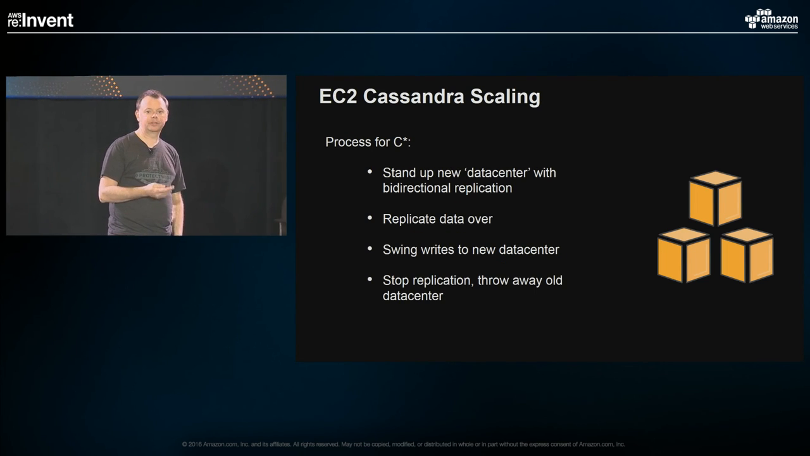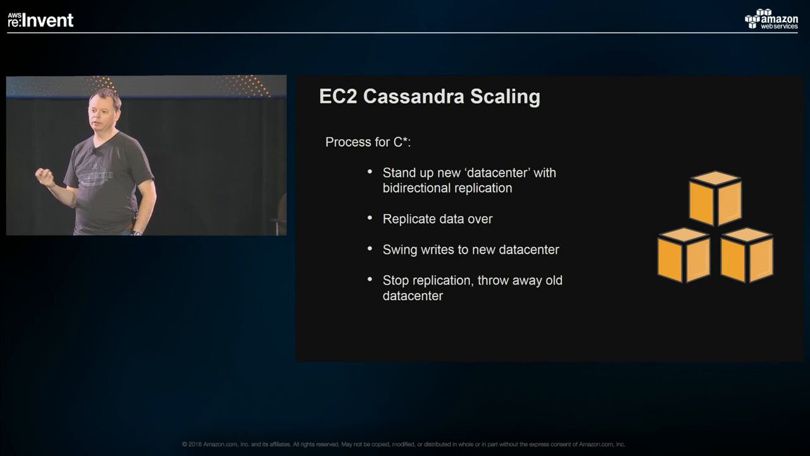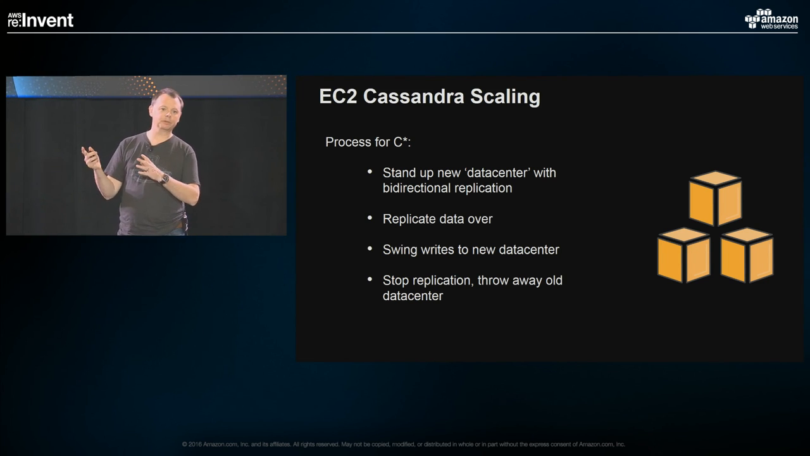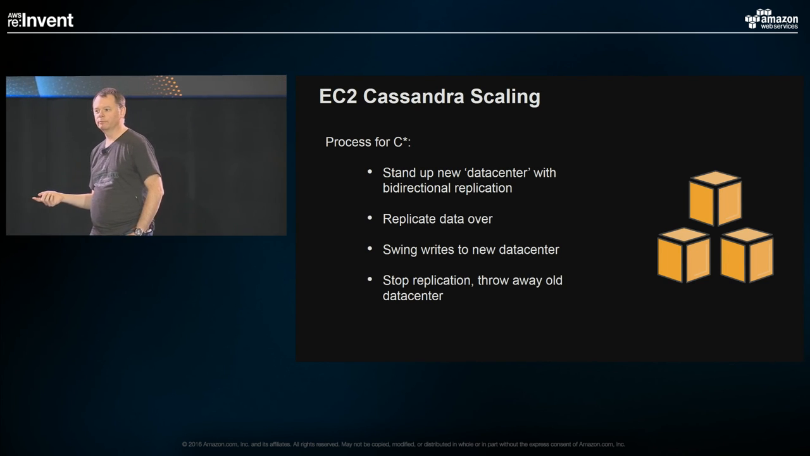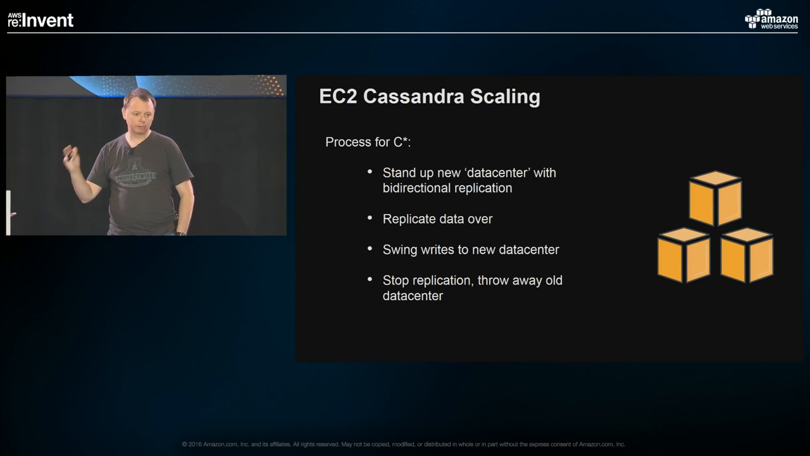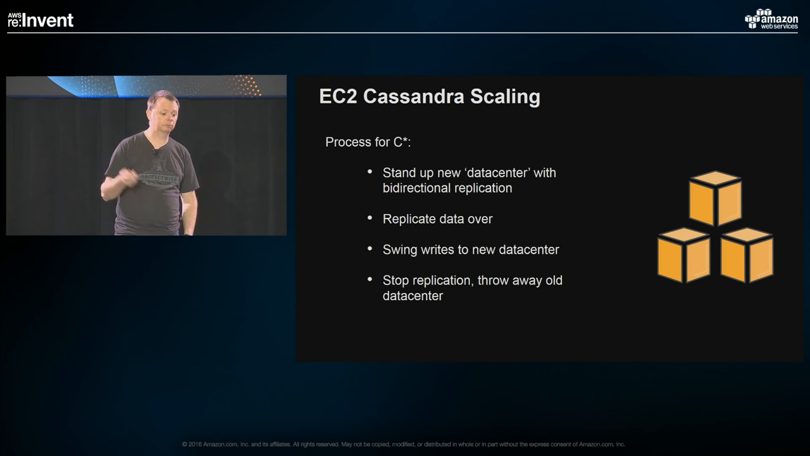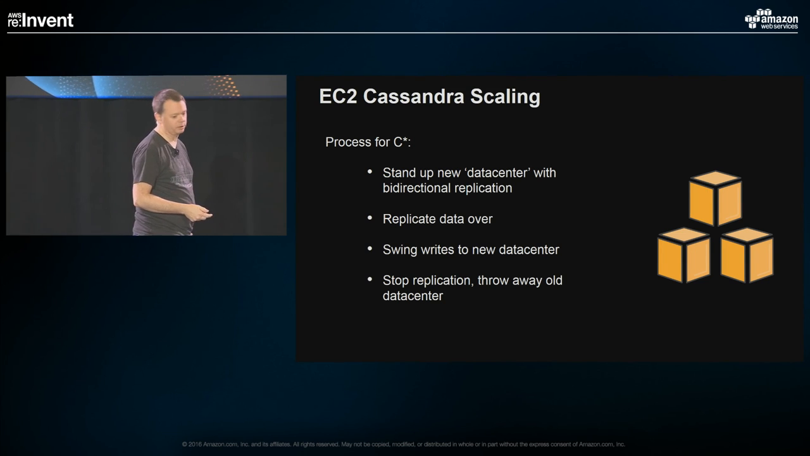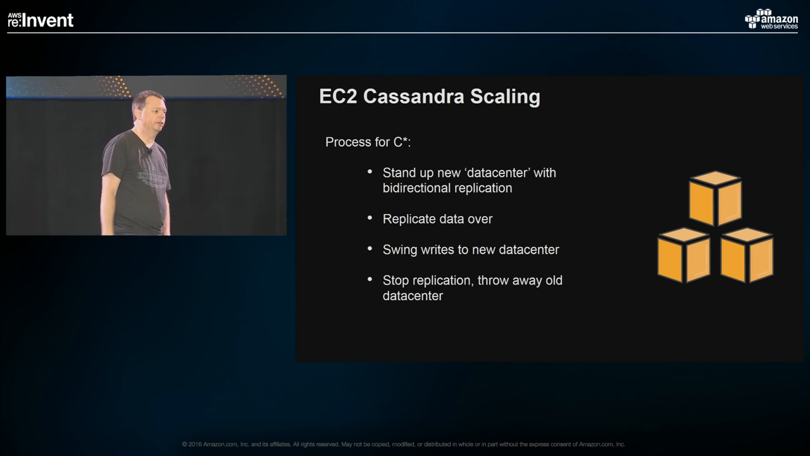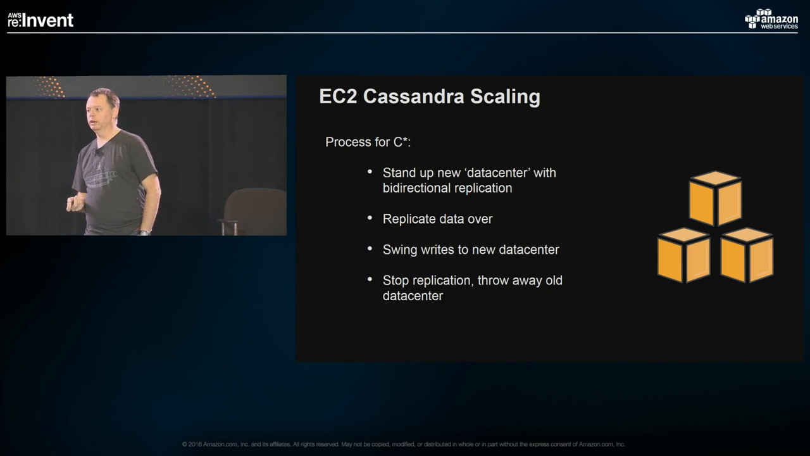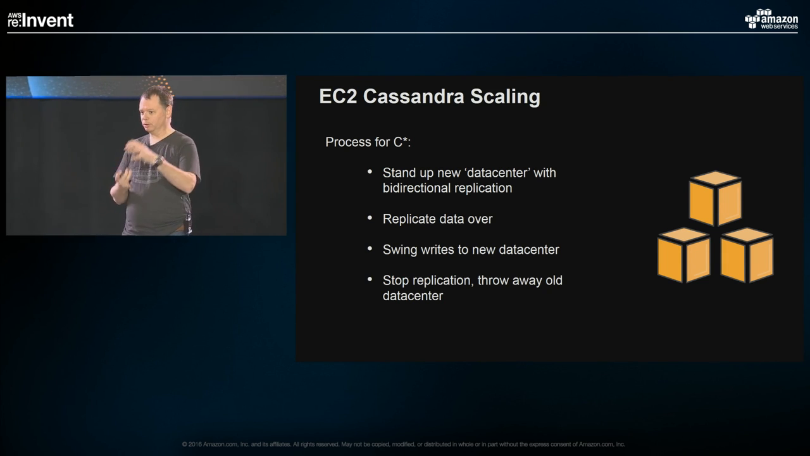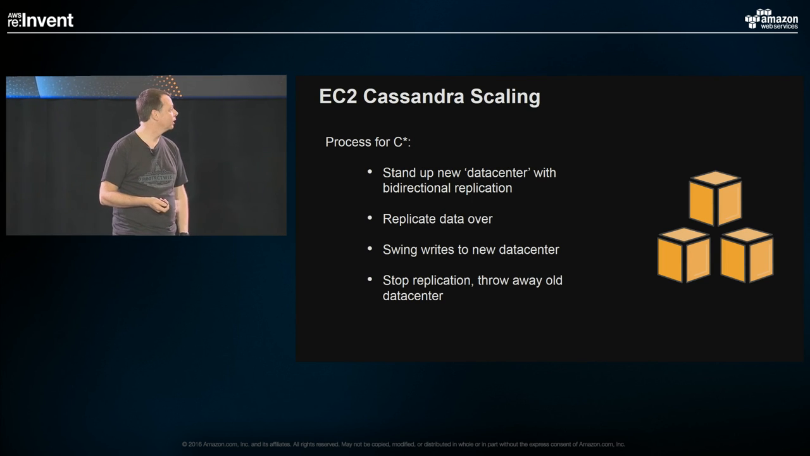So with Cassandra, if you just read the docs, the way that you're supposed to do this is you stand up a second data center, you enable multi-directional replication, you let the data stream over and re-index if it needs re-indexing, you swing your writes over to the new data center, and then you stop replication, kill off the old data center. That works great. There's no downtime. The whole thing works great. We do it a lot. And if your state's on disk, on ephemeral, that's what you're going to have to do because your ephemeral storage is tightly coupled to your server.